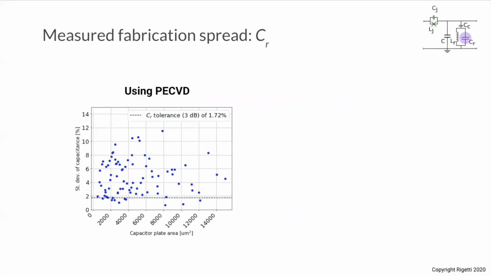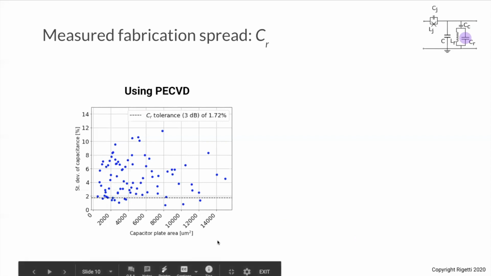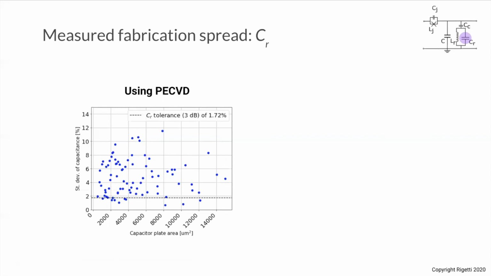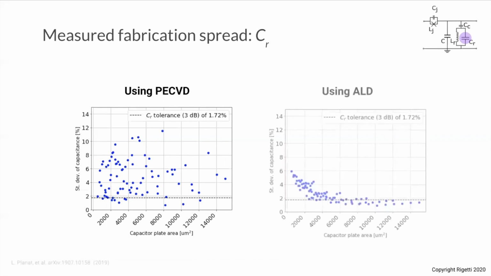line. To compare with the sensitivity analysis discussed, we measure the fabrication spread at room temperature. So in this case, we measure test structures of CR. And initially, we started with a PECVD process to fabricate the dielectric of the parallel plate capacitor. But we see that even with varying plate areas, our spread isn't consistently under the tolerance calculated, which actually motivated our move towards an ALD process to create the dielectrics.